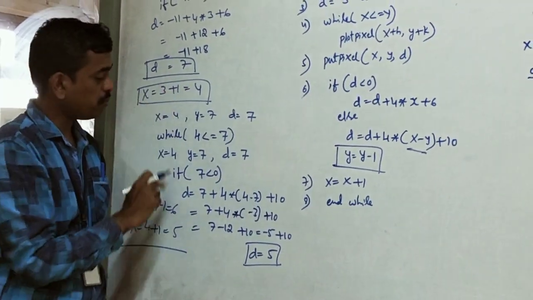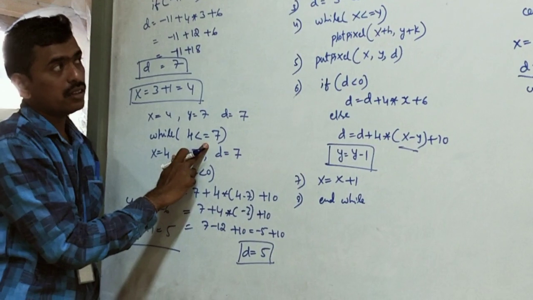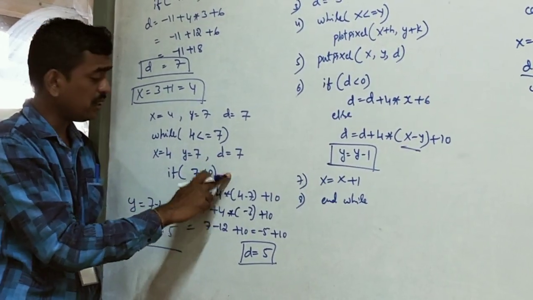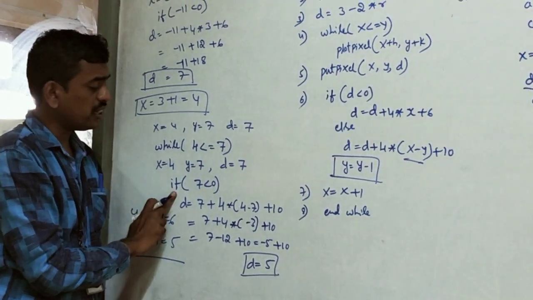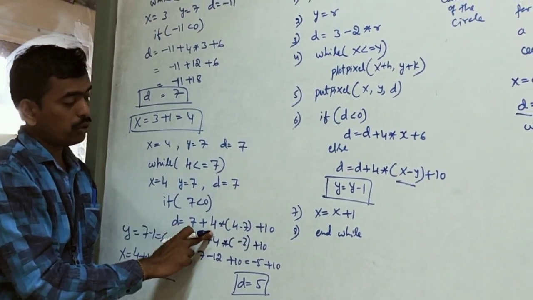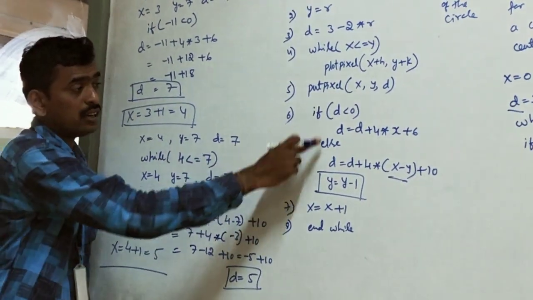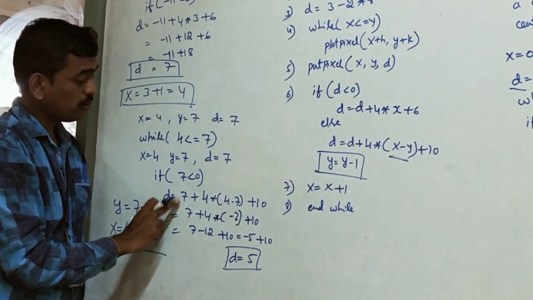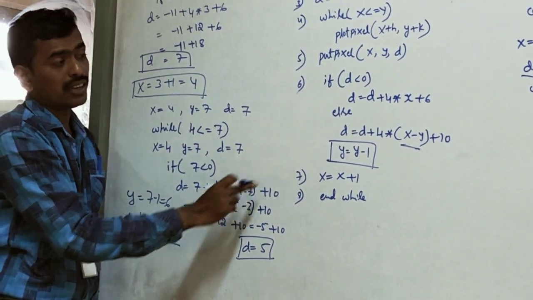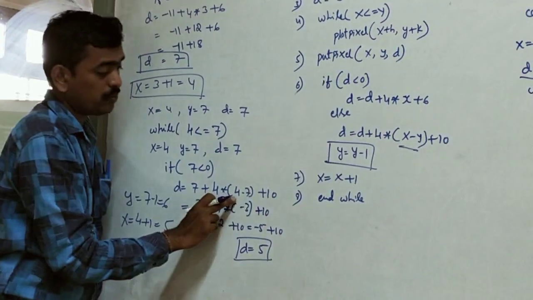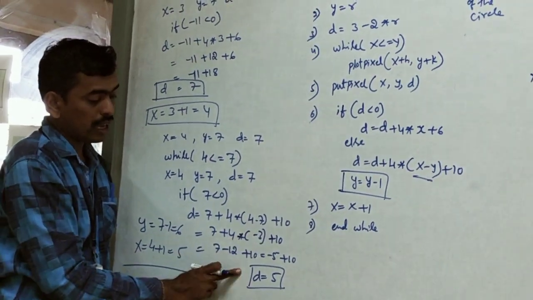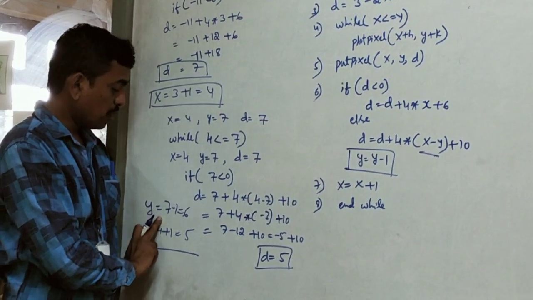So, go to the next step, 4 less than or equal to 7. Okay, x equals 4, y equals 7, d equals 7. Check out the condition, if 7 less than or equal to 0, the formula 7 plus 4. Okay, the condition is failed. Go to the second condition, therefore 7 less than 0, 7 plus 4 asterisk 4 minus 7, second condition is execution, 4 minus 7 plus 10. Okay, 7 plus 4 minus 3 plus 10, the value is obtained, d equals 5.